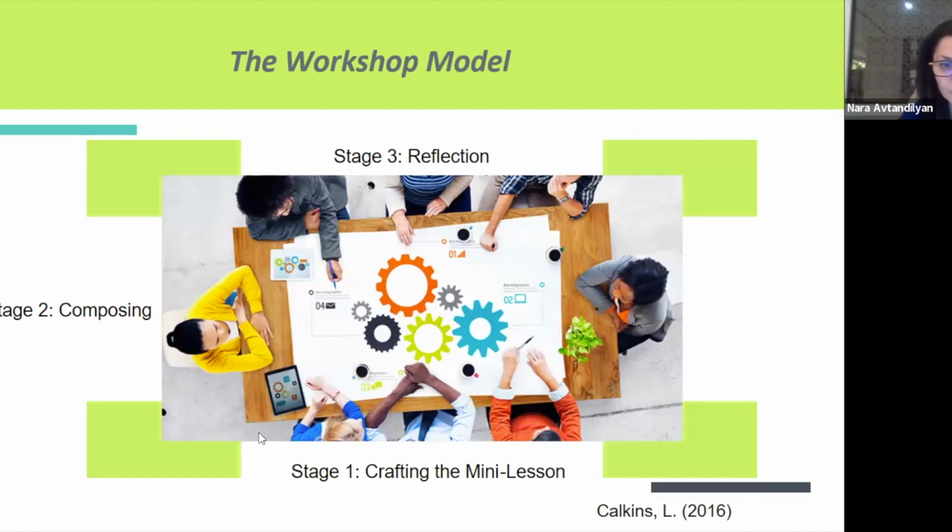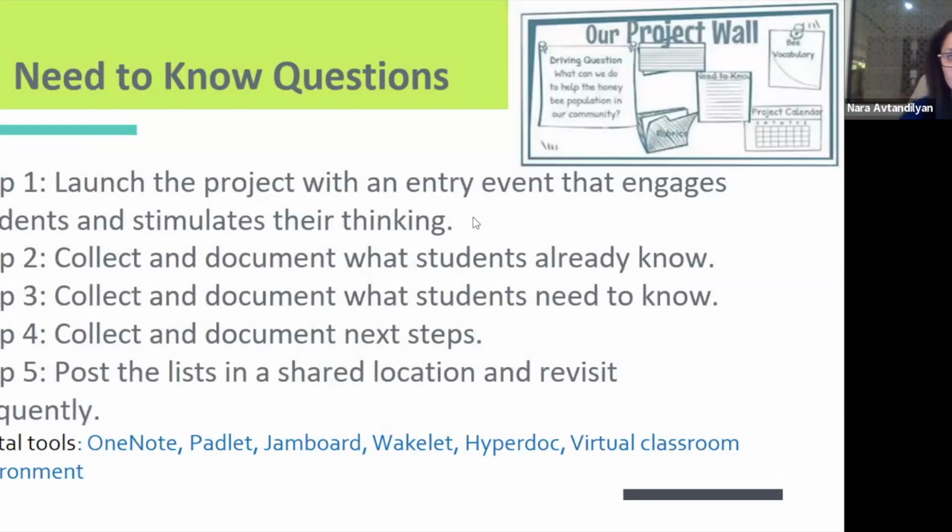I think you can't see, okay. Let me just minimize. Okay, so now you can see the stages, because the workshop model focuses on the student, allowing them to pursue self-driven inquiry, and it makes it the perfect structure in which to imagine implementing PBL. So I have mentioned the stages here: stage 1 crafting the mini lesson, stage 2 composing, and stage 3 is reflection.